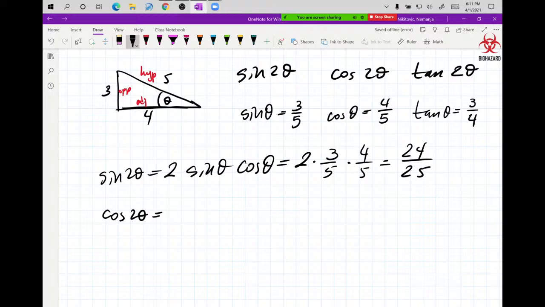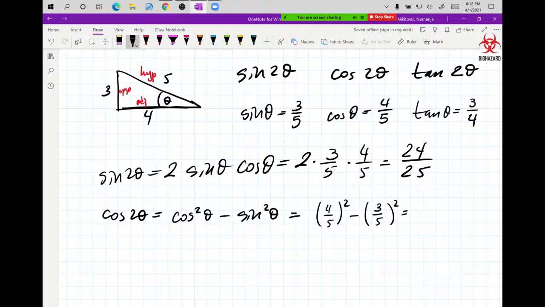Cosine 2 theta. Now you can use the cosine squared minus sine squared, or the other two. Doesn't matter. You will get the same value. So now cosine squared, that's 4/5 squared, minus sine is 3/5 squared. So that's going to be 16 minus 9 over common denominator of 25, and 16 minus 9 is 7 over 25.